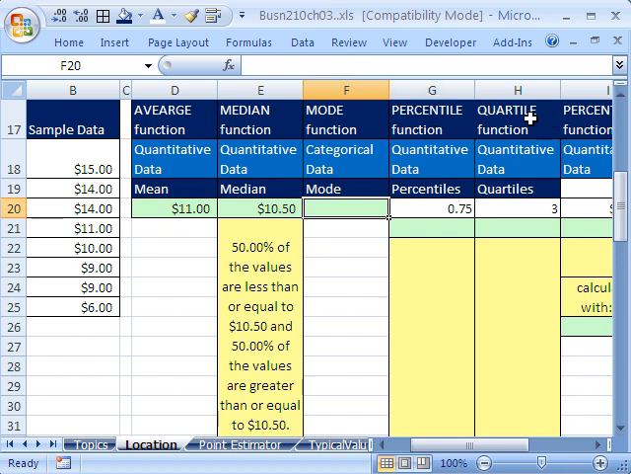The quartiles will have quartile 2 will also be exactly the same as the median. And we'll see that in an example later also.